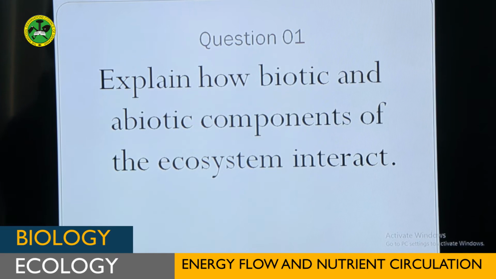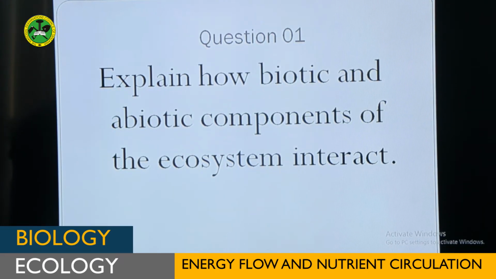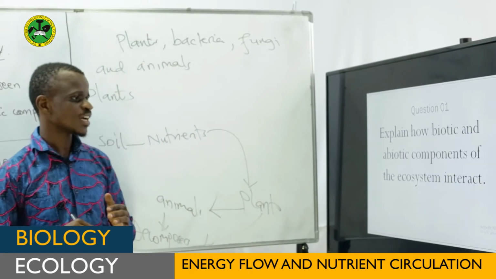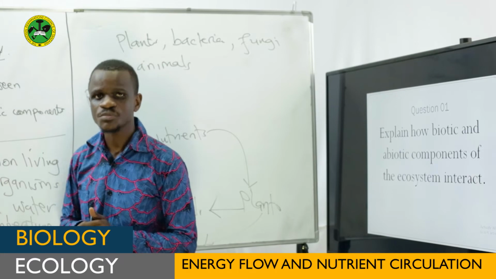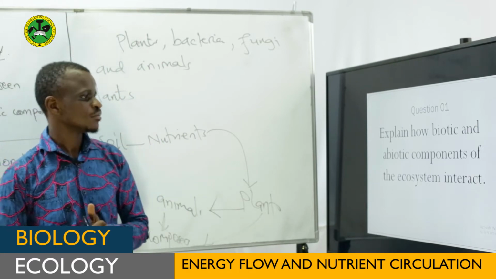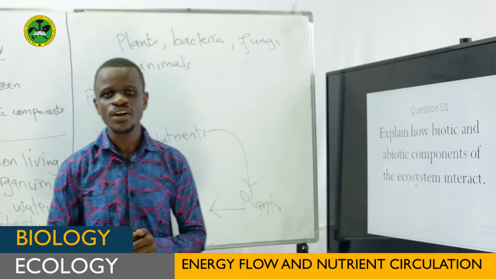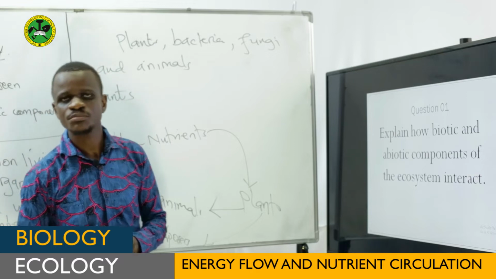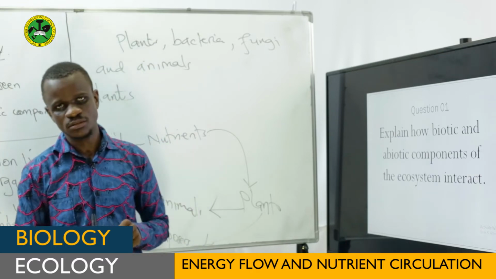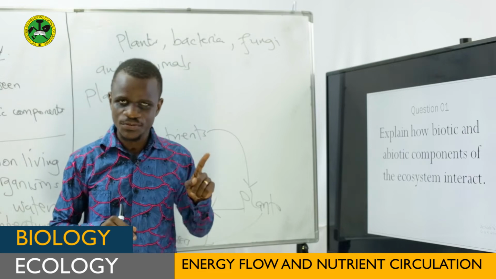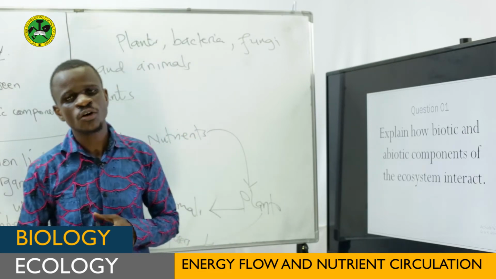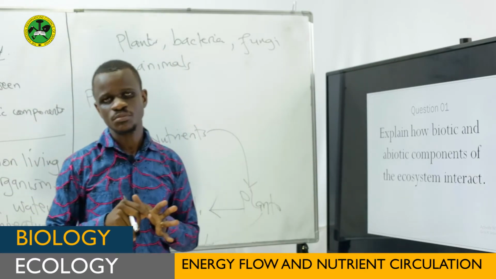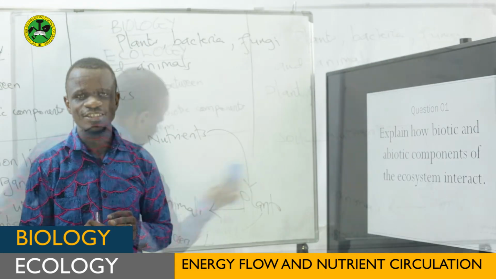Question 1. Explain how biotic and abiotic components of the ecosystem interact. When you want to respond properly, start by defining the term ecosystem. Then, identify the biotic components of an ecosystem and identify the abiotic components of an ecosystem. Now, show the interaction between the biotic components identified and the abiotic components identified. That is the way of responding to this problem. Hope you are following, my student.